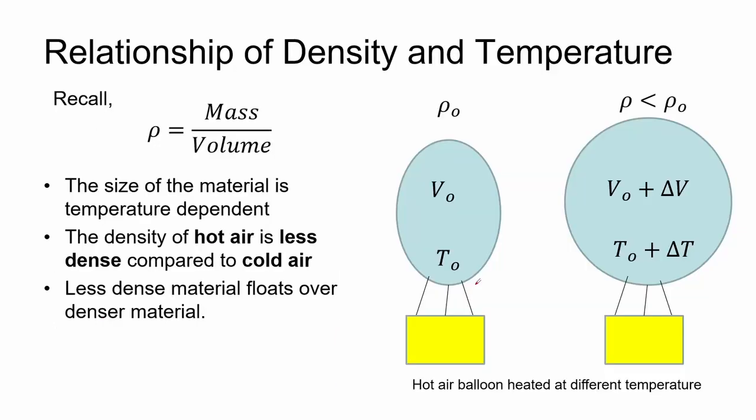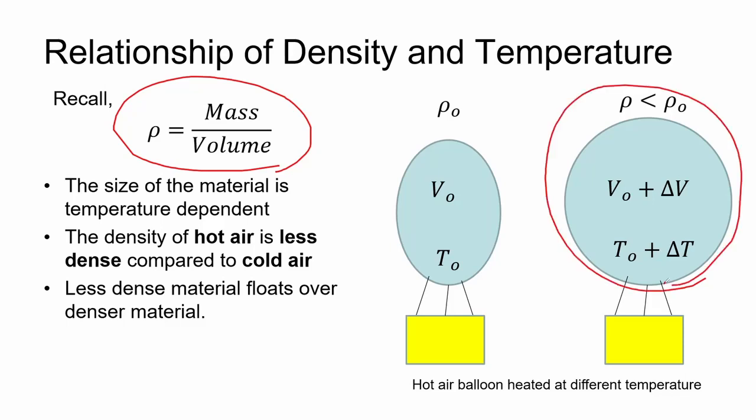We recall the expression of density, which is the ratio of mass over the volume. This suggests that density is inversely proportional to the volume. We know that the size of the material is temperature dependent, and for hot air balloons the volume increases with increasing temperature. The change in volume reduces its density, which allows it to float in air. Thus we can say that the temperature is inversely proportional to the density.